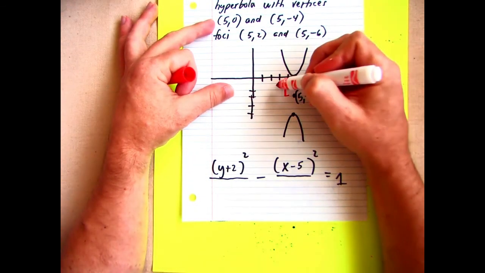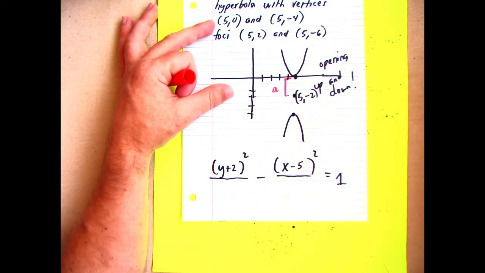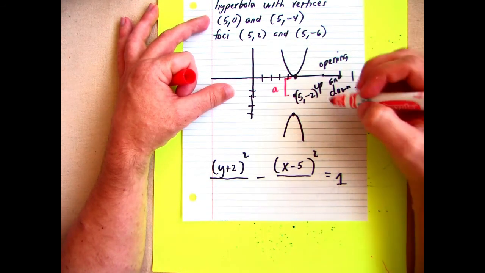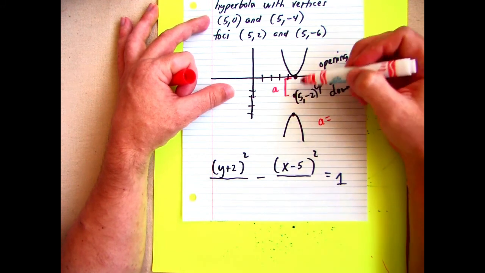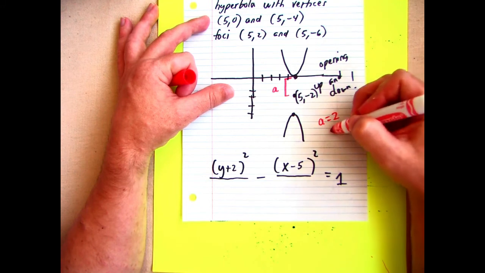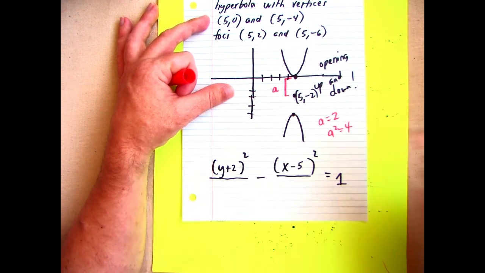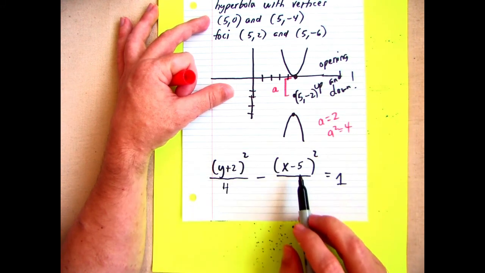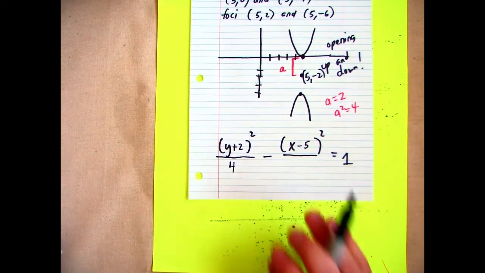So now I need to know what a and b are. Well, a we know is the distance from the center to the vertex. And that distance is 2. So we know what a squared is. It's 4. And that's going to go under y squared. With hyperbolas, a squared is always first.